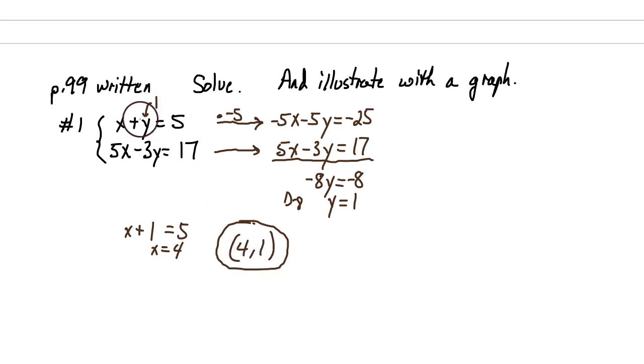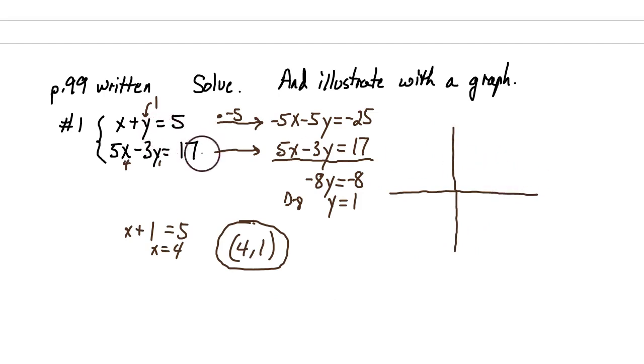(4, 1) solves the first equation and it solves the second equation. Do you believe it? 4 plus 1 equals 5. That checks out. If you put in 4 and a 1 in the second equation, it also checks out and makes 17. We're asked to illustrate this with a graph, so we need an x and y axis grid.